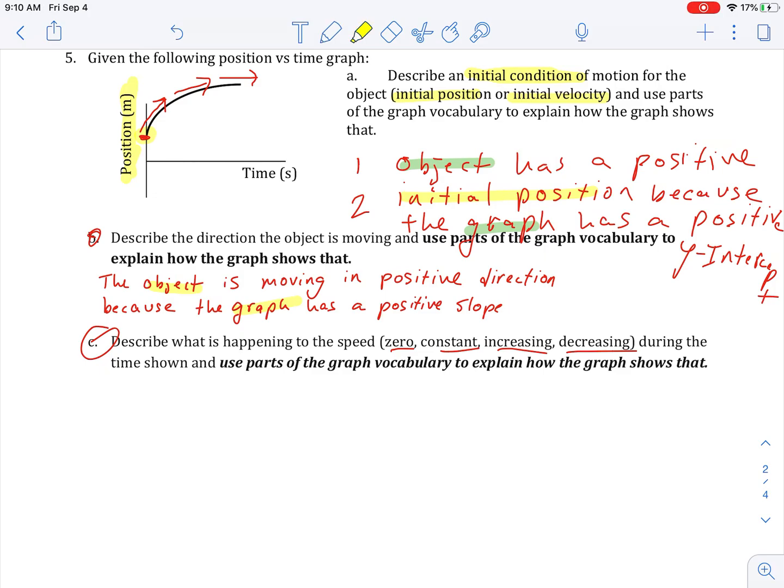Well, again, because we did our little pen trick here where we held our pen up and we saw our pen looked like this and then like that and like that, what we noticed is that the angle of our pen, the steepness of the slope got shallower as time went on. So when the slope gets shallower, that means the velocity is decreasing. It's slowing down, and so all we need to do is put that into words.